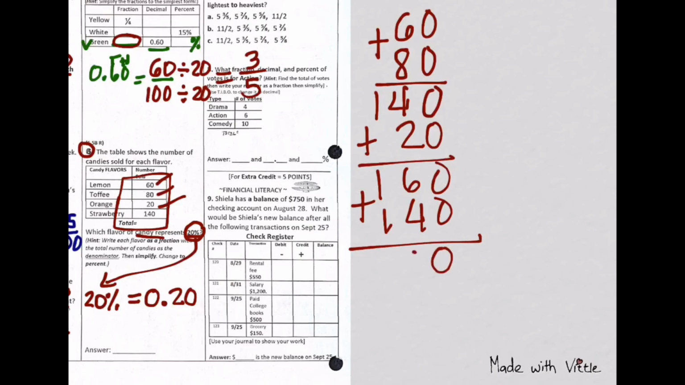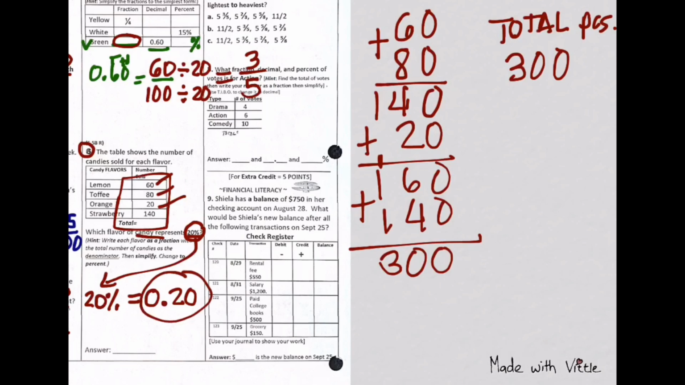0. 6 plus 4 is 10. Carry 1. That's 3. So now that we have the total pieces of candies, what we do with this and the decimal form of our percent is multiply it. This way you're going to be able to get a number that will be equal to one of these numbers here, because that's going to be the 20% of the 300. So let's go ahead and multiply 300 times 0.20 or 0.2.